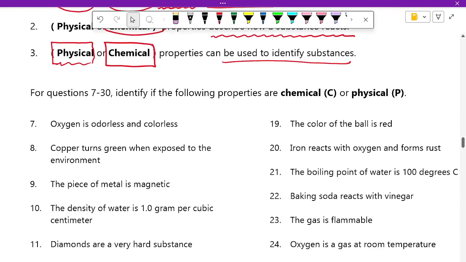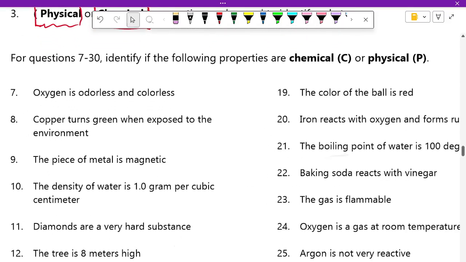Do we want to go through these last ones or do we feel okay? You want to go through them? Okay, let's go through them.